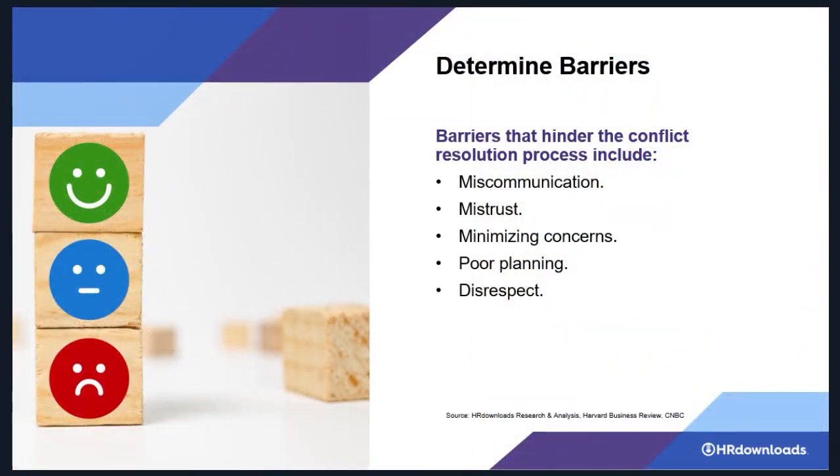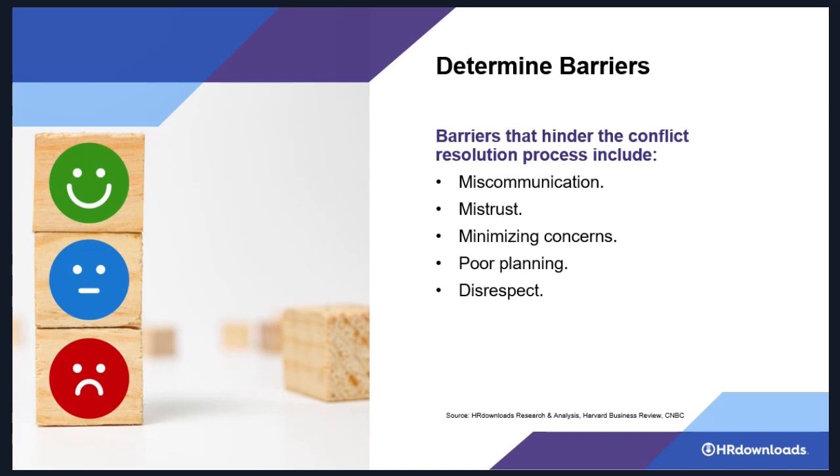Once you've clarified the disagreement and established common goals, it's time to determine the barriers that prevent you from achieving your goal. Often, these barriers are specific to the situation. Barriers that can hinder the conflict resolution process include miscommunication, so failing to listen or ask questions or not understanding the other person's point of view. Mistrust, so lacking faith in the ability to resolve conflict or have somebody help you resolve conflict effectively.